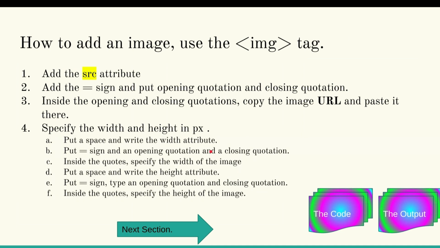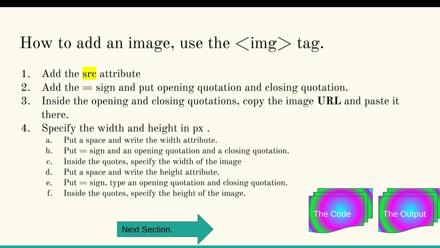Okay, so to add an image, you have to use the image tag. First, you have to add a source attribute, add the equal to sign, and put an opening quotation and a closing quotation. Inside the quotations, you have to copy the image URL and paste it there. Next, you have to specify the width and height in pixels. So put a space and write the width attribute.